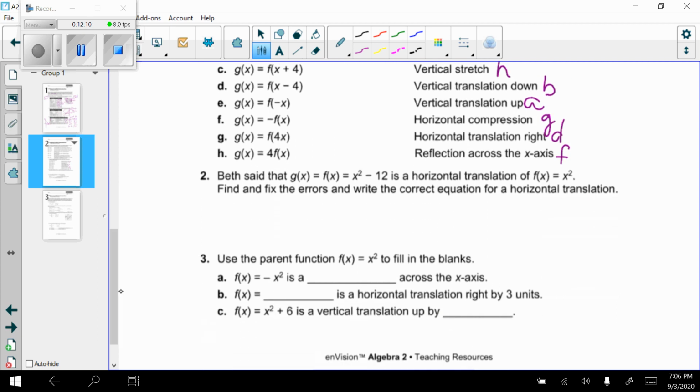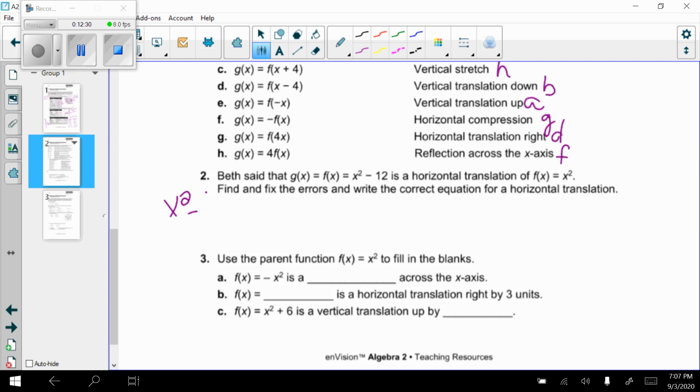So let's look at this next one. It says that Beth said that g of x equals f of x equals x squared minus 12 is a horizontal translation of f of x equals x squared. Find and fix the errors and write the equation for a horizontal translation. So first thing, she said horizontal translation. This does not represent a horizontal translation.